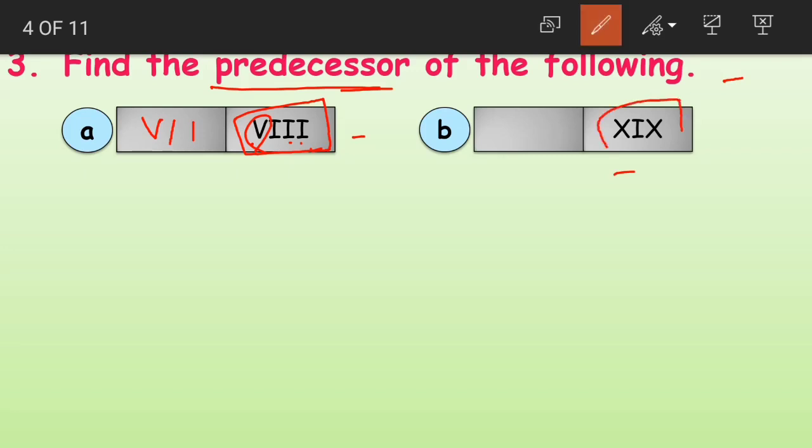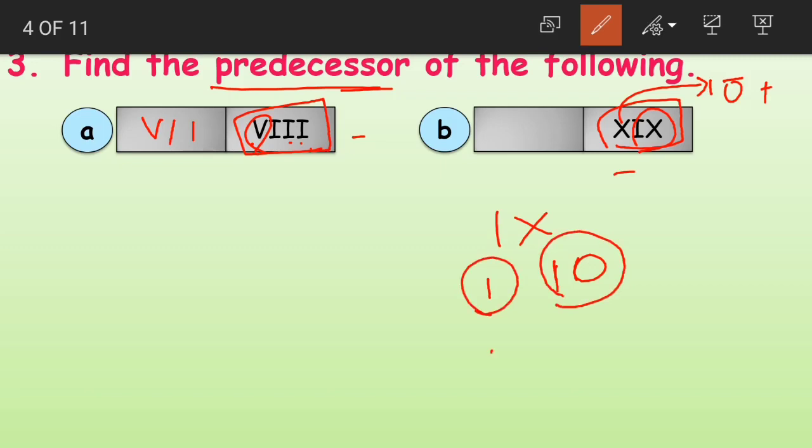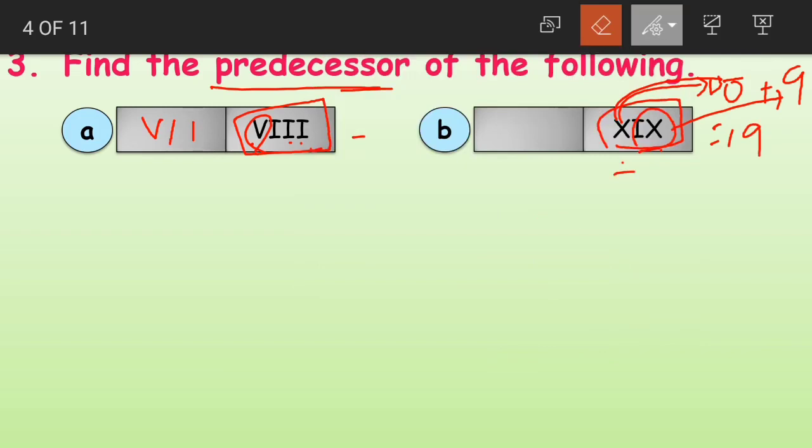Now again, XIX is equal to what? We know that X is equal to 10. Then we solved IX just now. IX means I is 1 and X is 10. The smaller symbol is to the left of the larger symbol, so we subtract both. 10 minus 1 is equal to 9. So XIX is equal to 10 plus 9, which is 19. Now what about the predecessor of 19? The predecessor of 19 is 19 minus 1, which is equal to 18.